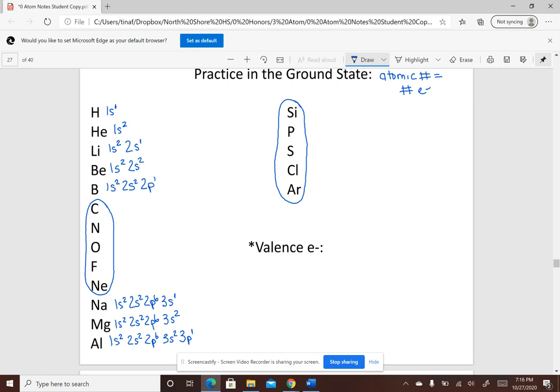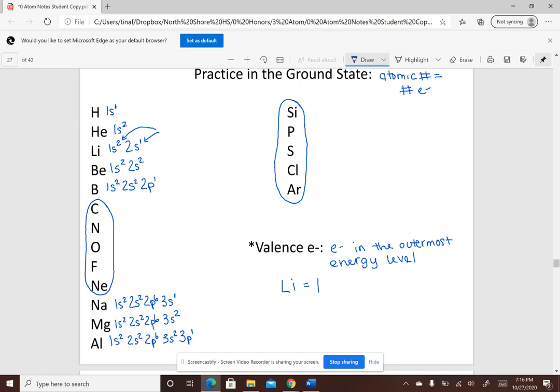Okay. Now, valence electrons, these are electrons that are in the outermost energy level. So, for example, let's look at lithium. So lithium has 2 electrons in the first energy level and 1 in the second energy level. So the second energy level is the outermost ring. How many electrons does it have in it? It has 1, right?